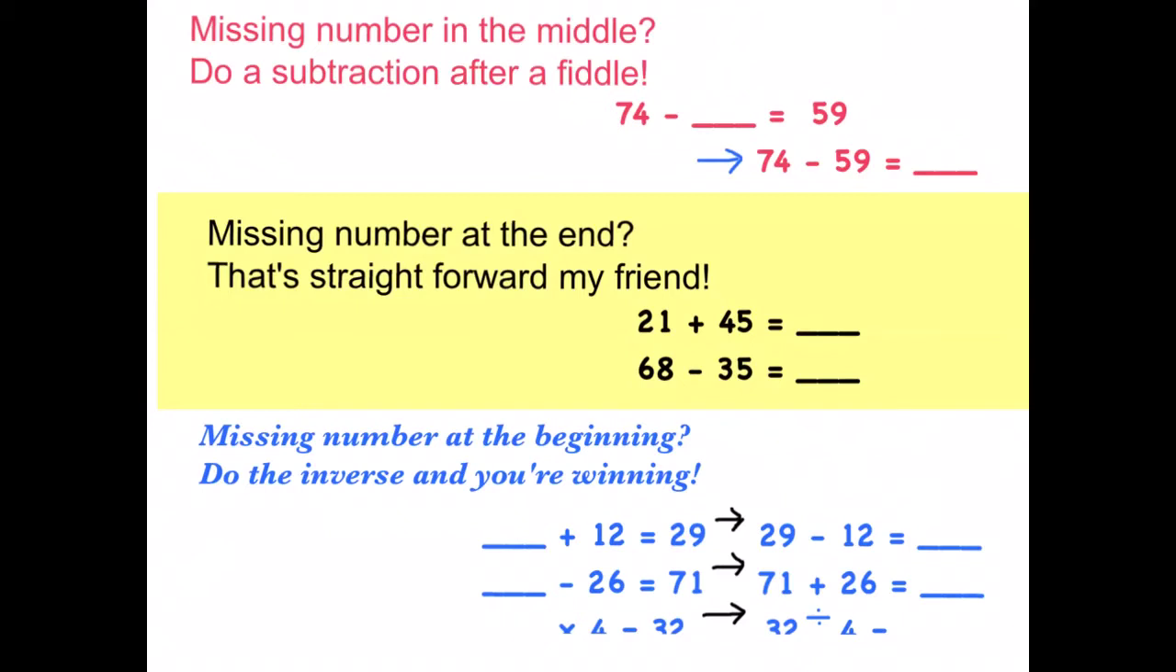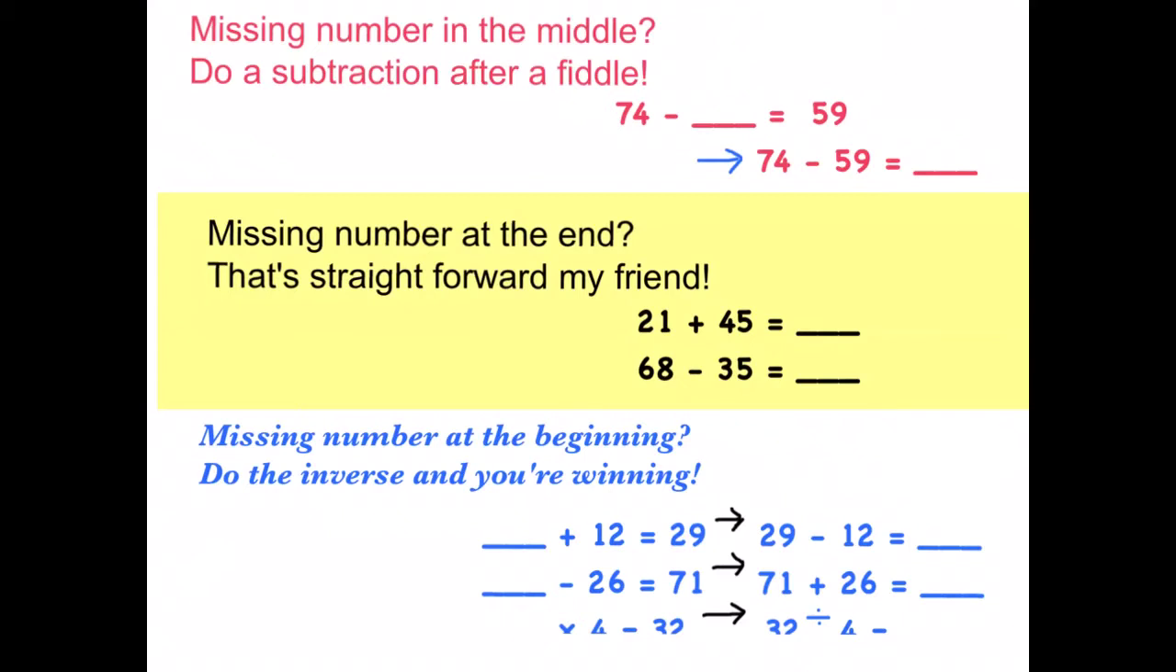When the missing number is at the beginning, we must do the inverse operation. So that's the opposite. So we look at our first example. Something plus 12 equals 29. So the opposite of adding is subtracting. So we must do 29 take away 12. Second example, something take away 26 equals 71. The opposite of take away is add. So we do the sum 71 add 26 to get our missing number.